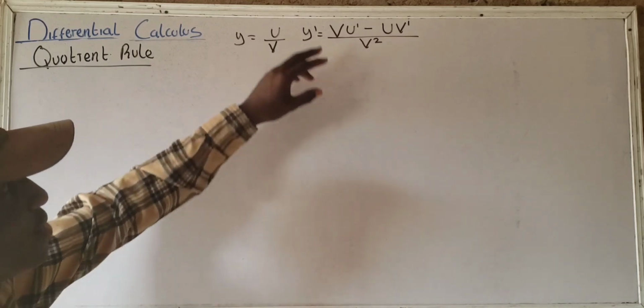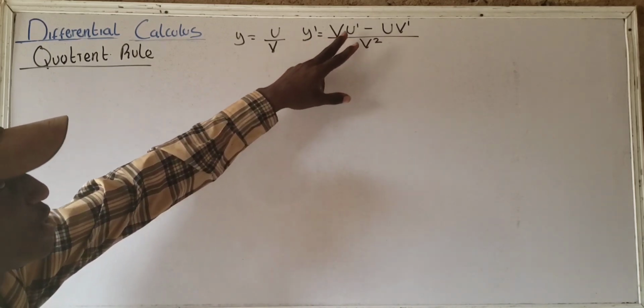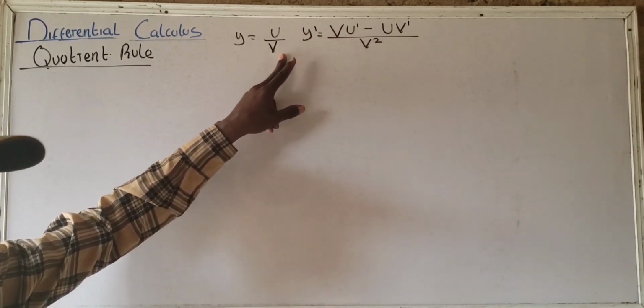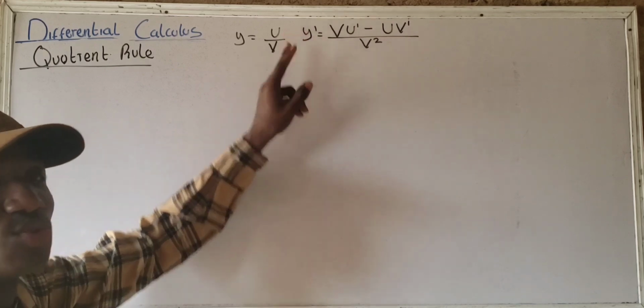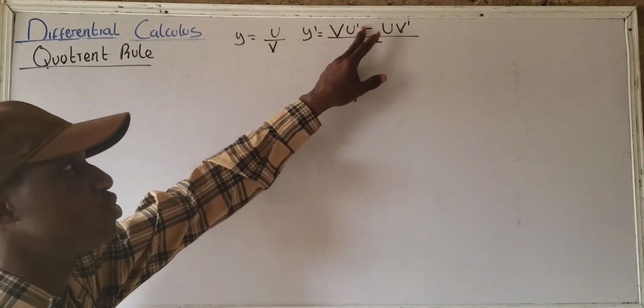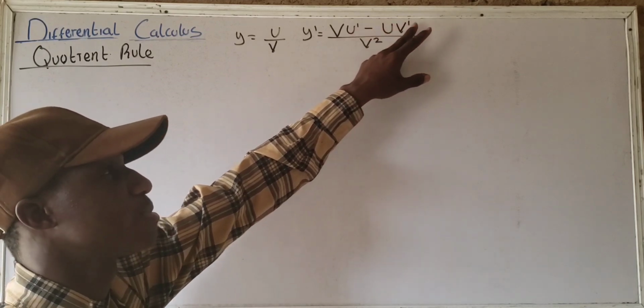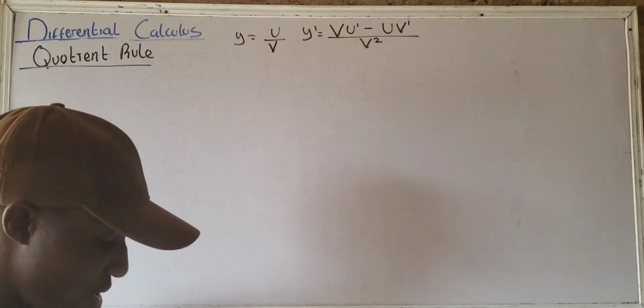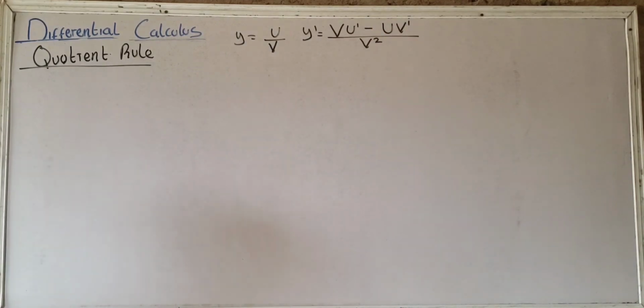You see, the meaning of this rule is that you are going to keep v constant. V is the denominator and u is the numerator. You understand? You are going to keep v constant, differentiate u, minus u multiplied by the derivative of v, all over v squared. Now, let's look at some worked examples.